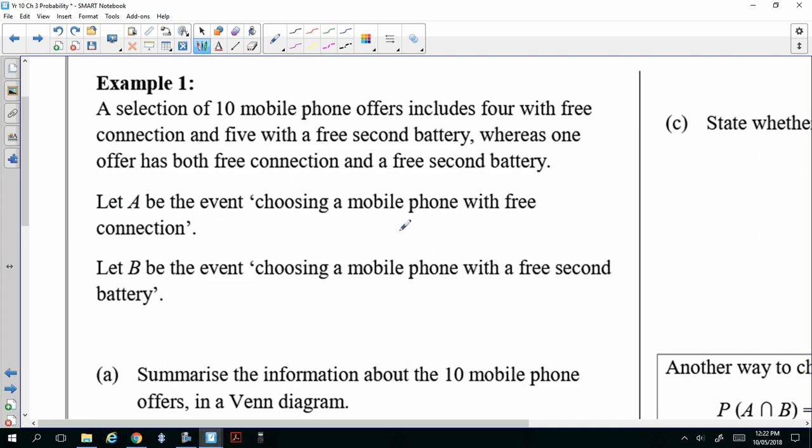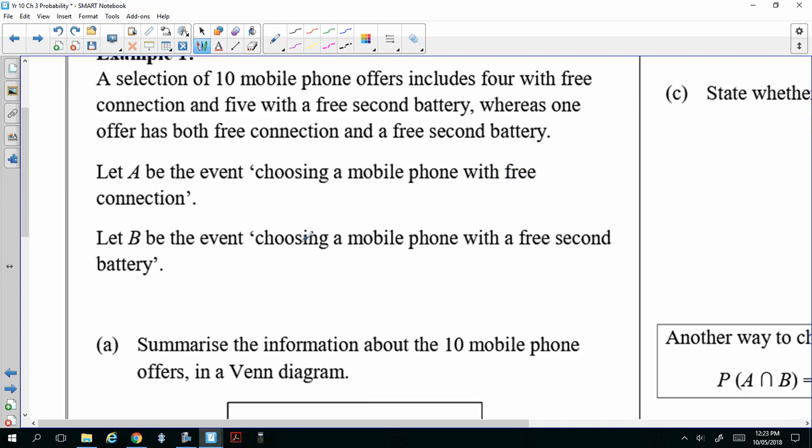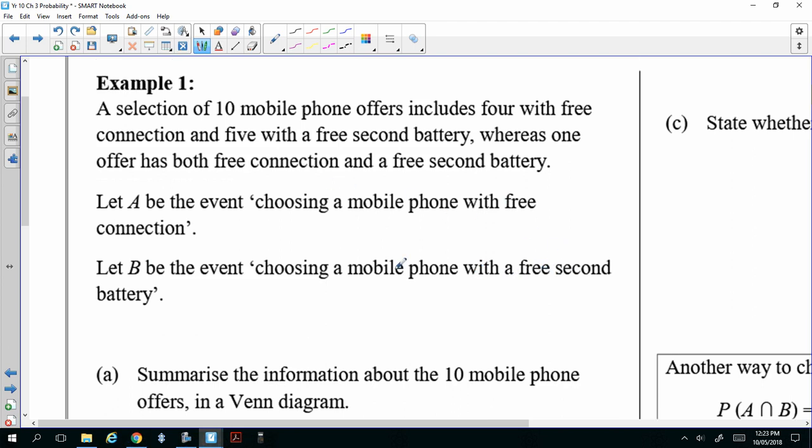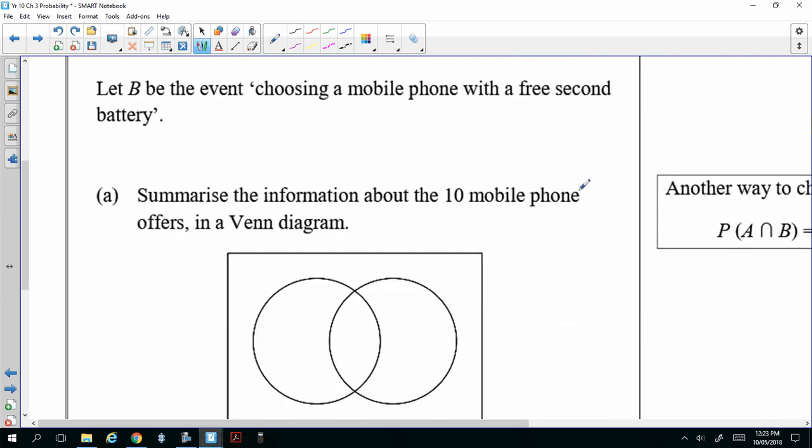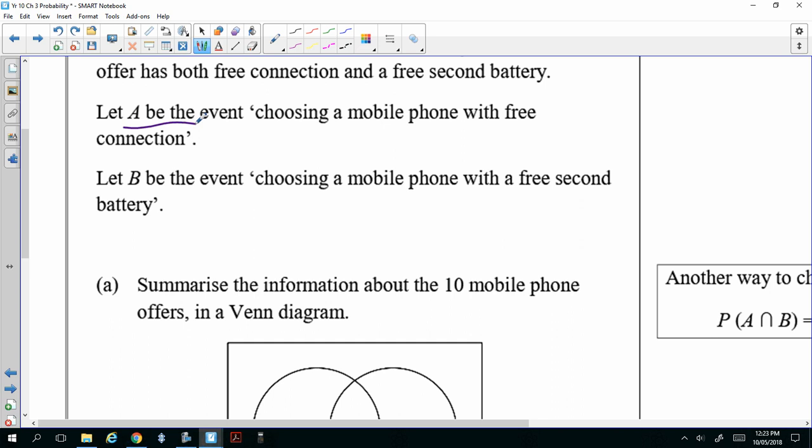A selection of 10 mobile phones offers 4 with free connection, 5 with a free second battery, whereas one offers both free connection and a free battery. Let A be the event choose a mobile phone with free connection, and B the event choose a mobile phone with free second battery. Summarize the information about the mobile phones. So the selection of 10 mobile phones includes 4 with free connection and 5 with free battery. Let's call A the event with a free connection, B the event with a free battery.